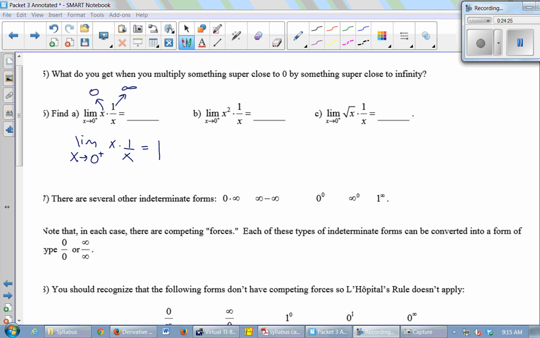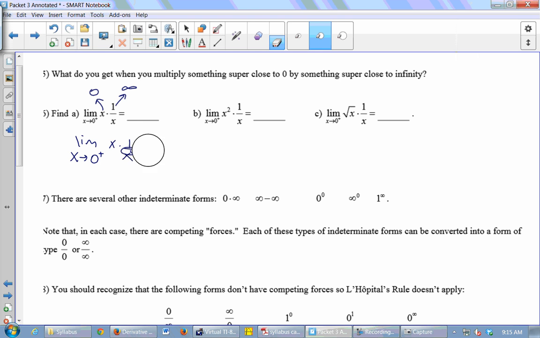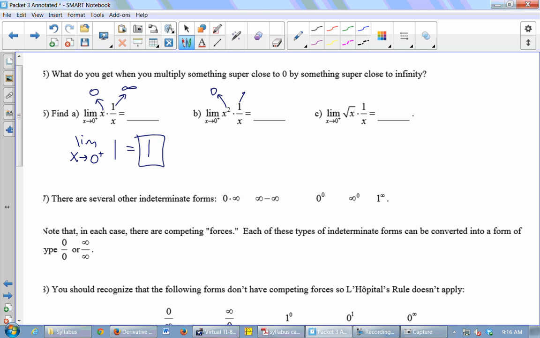Because I could just simplify x times 1 over x to a 1. So the limit is 1. So sometimes when you multiply 0 times infinity, you get 1. Let's look at another example. Again, I'm going to approach 0 from the right. This time x squared times 1 over x. X squared is going to approach 0. 1 over x is going to approach infinity.